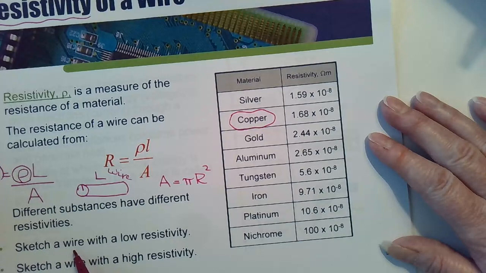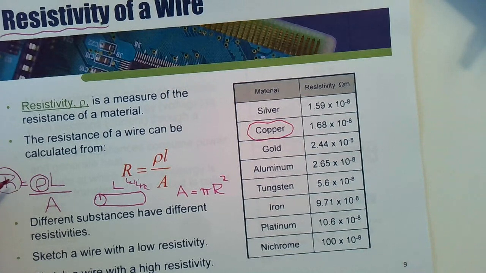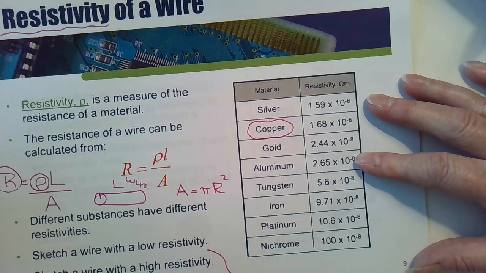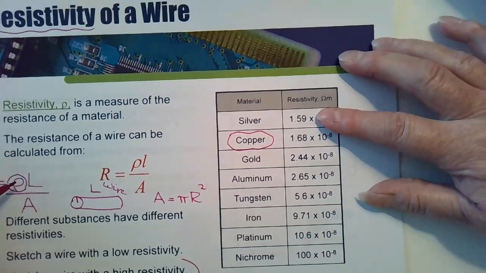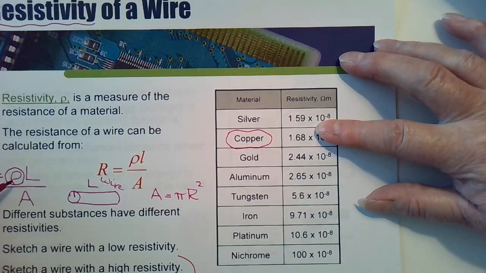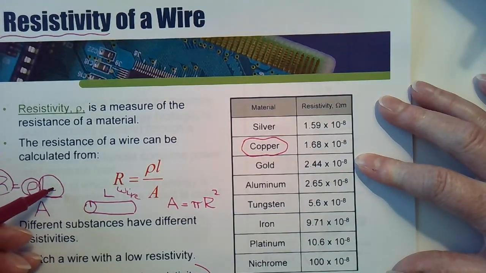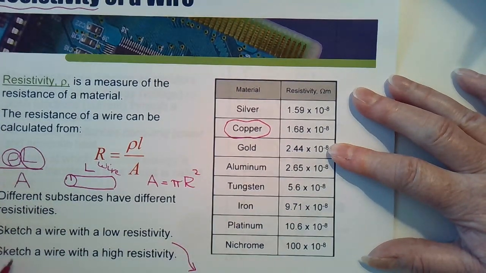All right, so it says sketch a wire with a low resistivity. So I want to draw a picture of what a wire would look like that has a low resistance value and then a high resistance value. All right, so here's my low resistance value. First of all, I want low, so we're going to pretend it's a silver or copper wire. If I have a big L, that would be a lot of resistance. So I don't want a big L. So I want a short wire.